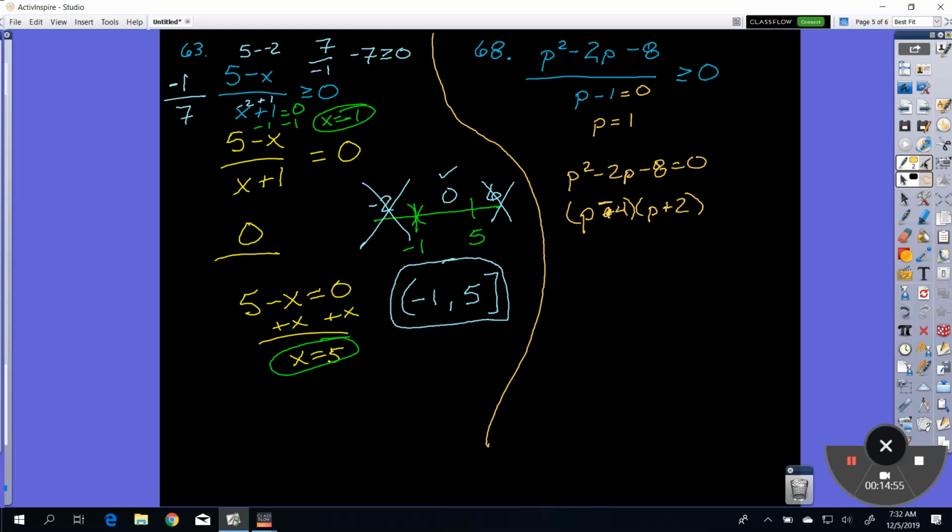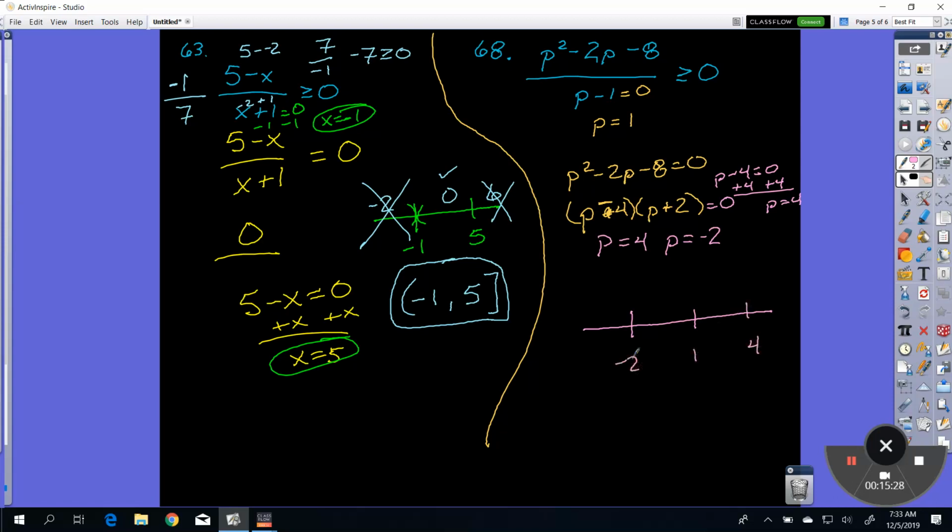So now that I've got it factored, I can put each factor equal to 0. So I know that p equals 4 and p equals negative 2, because I would have put those equal to 0 and solved each one. So p minus 4, add the 4 over, p equals 4. And then I would have done the same with the p plus 2. On this one, 3 critical points? Correct. So there are 3 critical points on this one. So negative 2, 1, and 4.